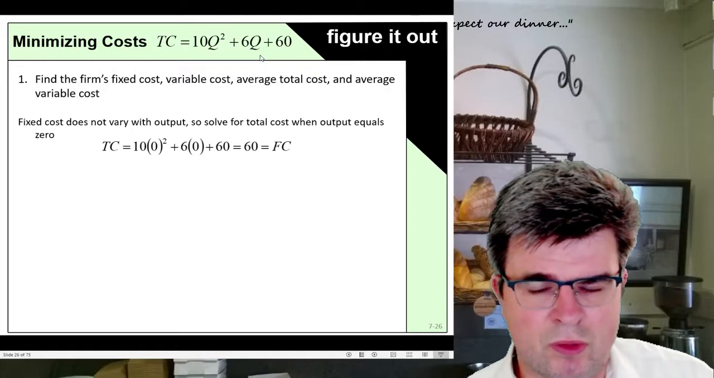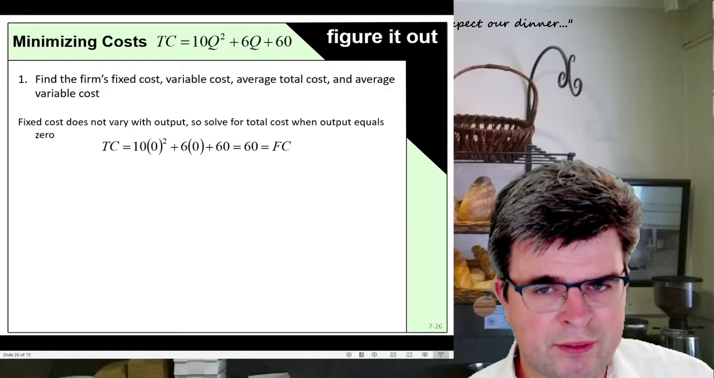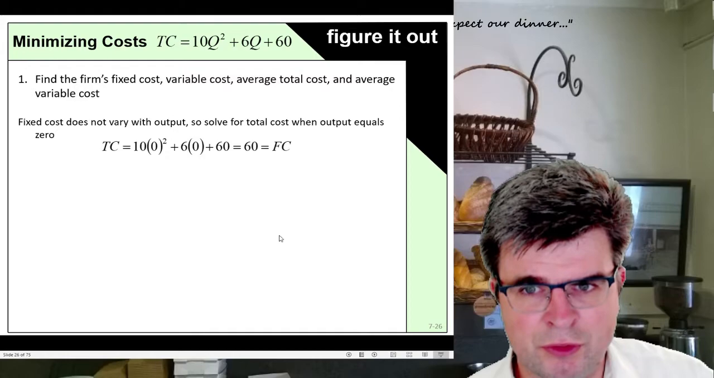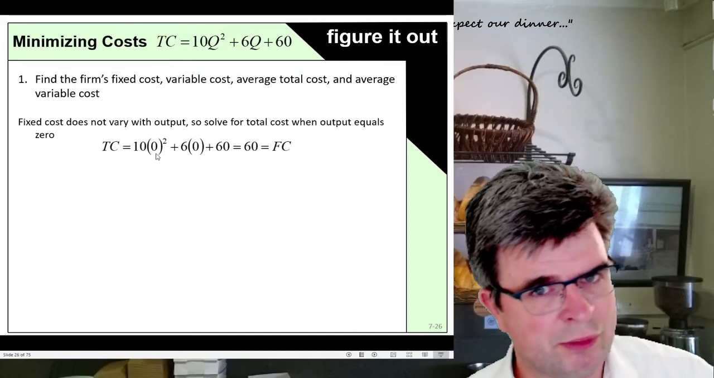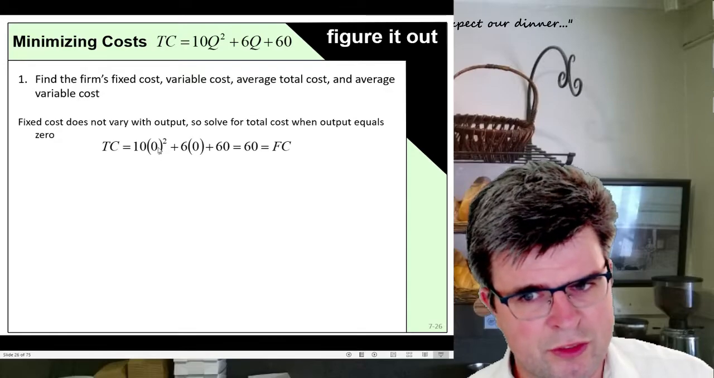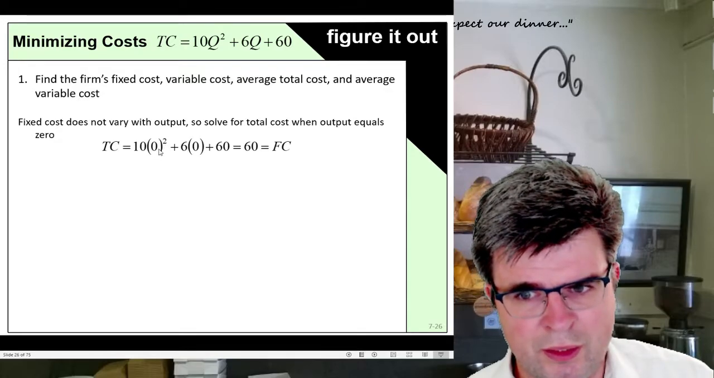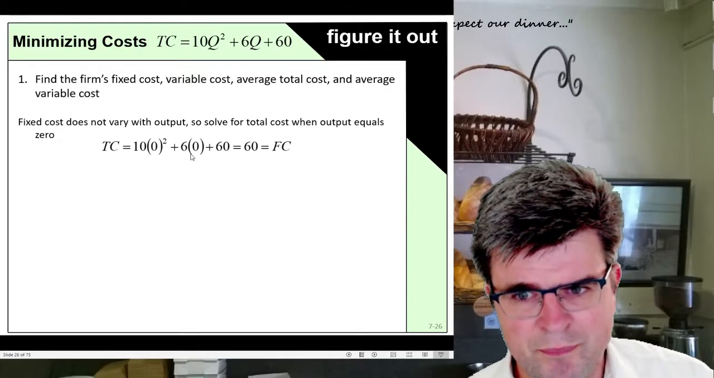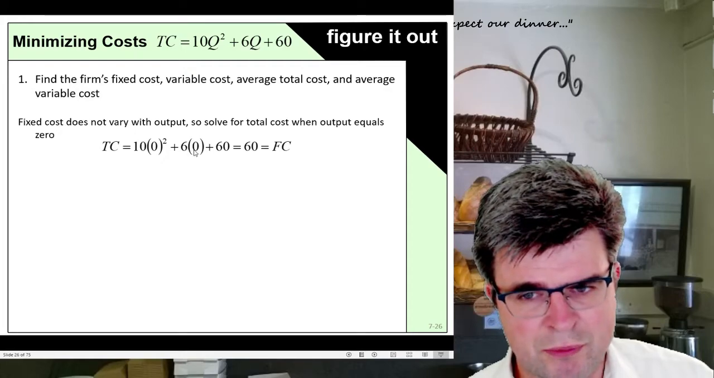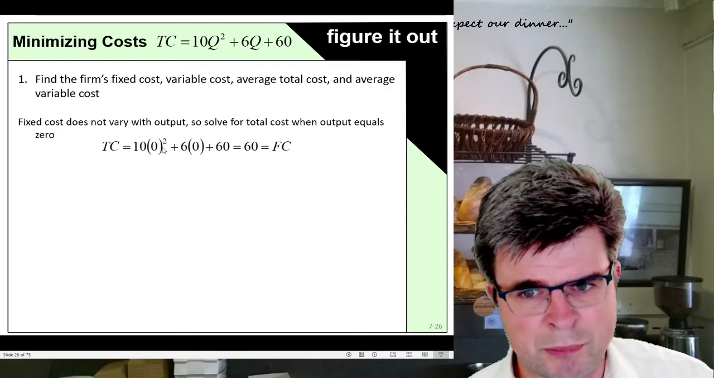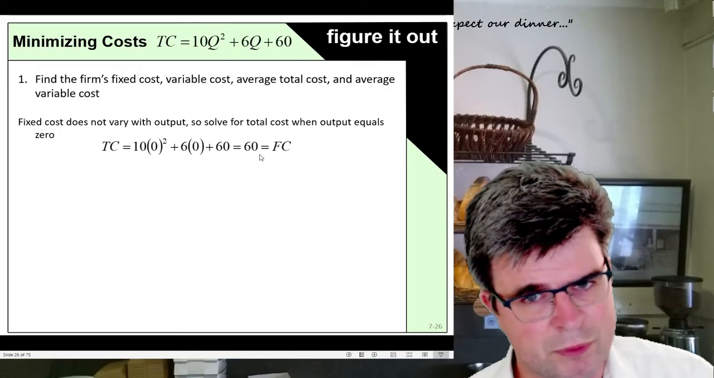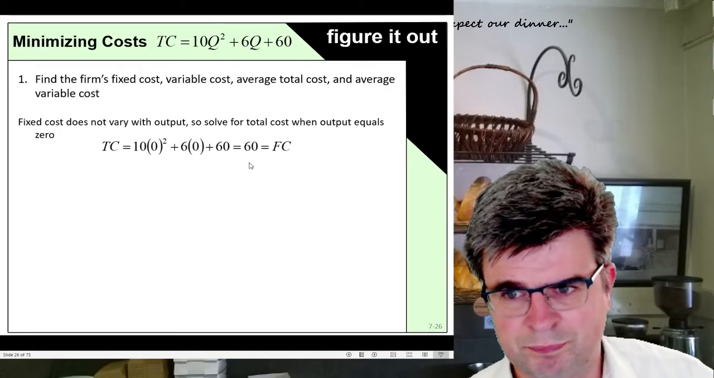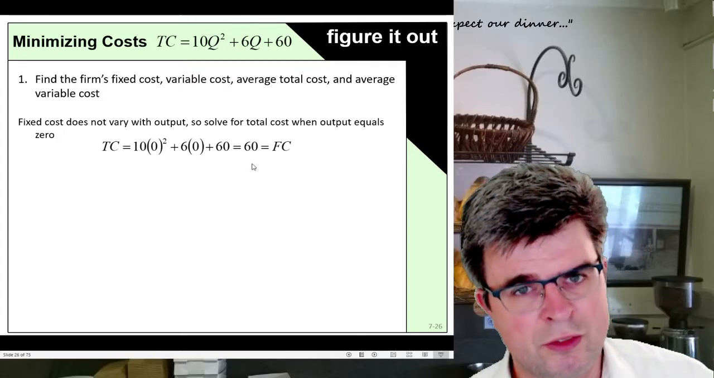Now, an alternative way of getting at it is just to plug in the value of 0. What is my cost that remains if I produce an output of 0? So we get 0 squared is equal to 0, and 6 times 0 is 0 as well. So these two terms cancel out and we are left with a total cost of 60, which is then the fixed cost. The cost when we produce 0 output.